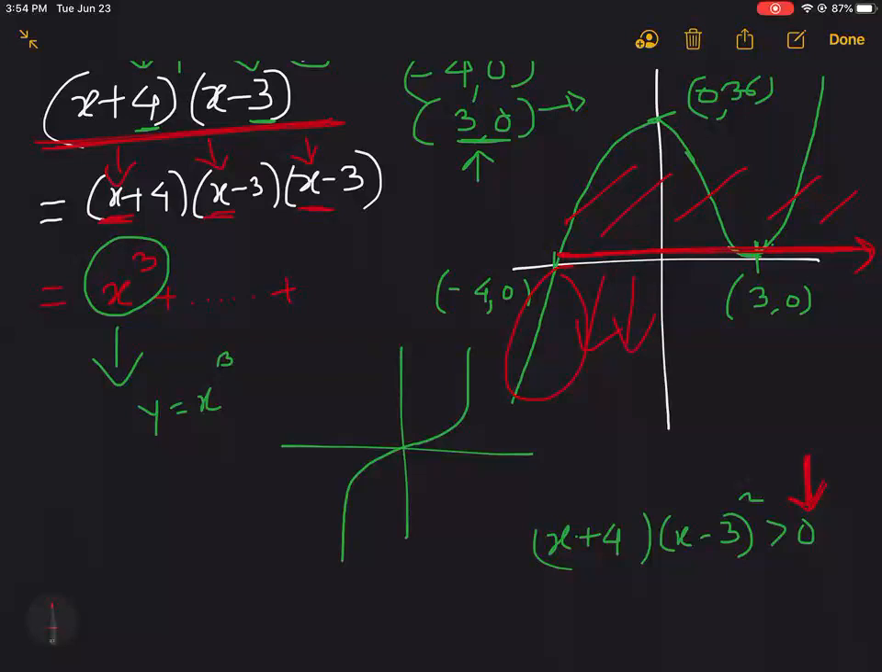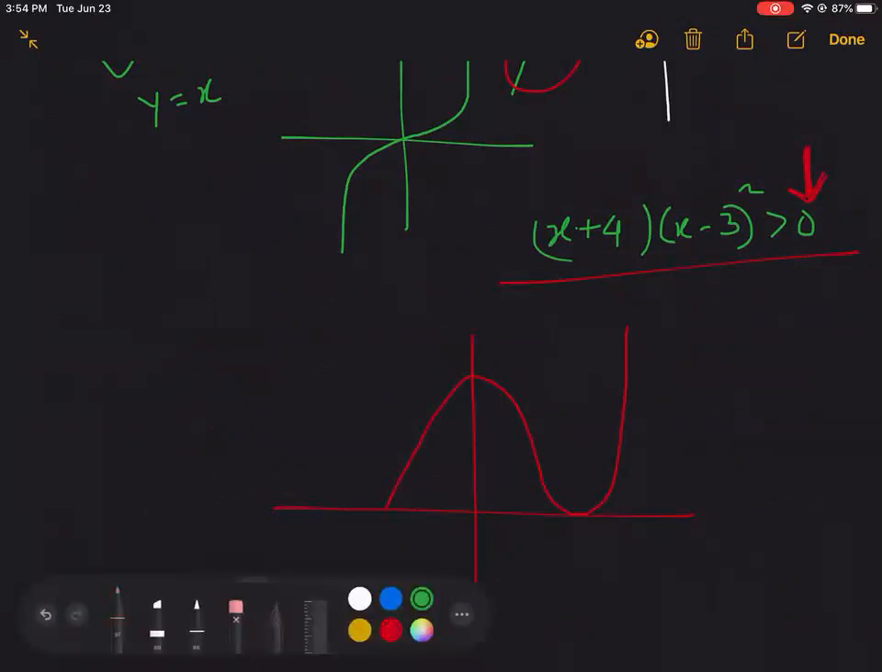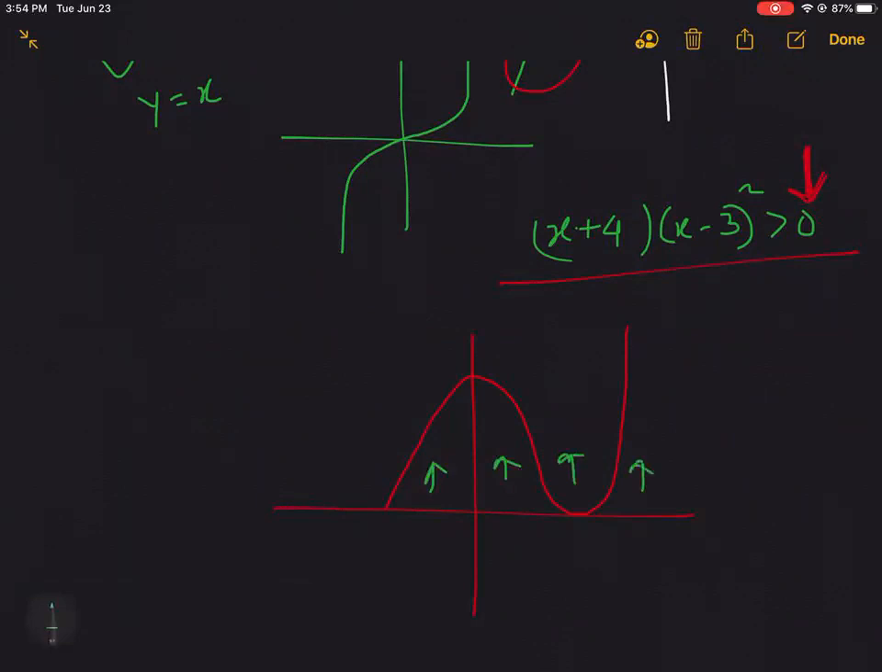Well, again, if you are asked to draw this, then of course your graph will look like this. And you need to show, by showing arrows, that this is the region you are looking for. All this going to your right. You need to show that this way.